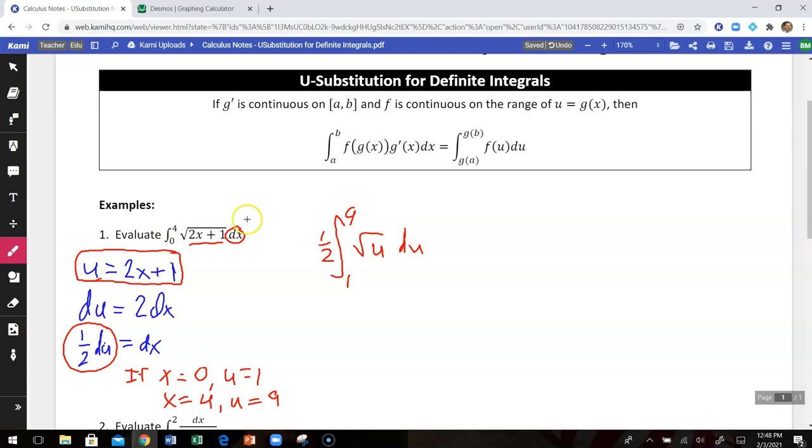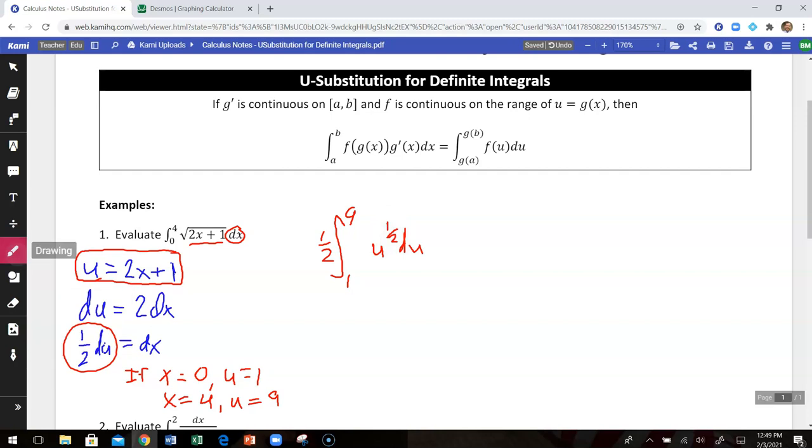And in changing those bounds, I don't have to go back to x at all. So with an indefinite integral, when we did U-substitution, we would take the antiderivative and then we would go back and plug back in what x was. If you change your bounds, you don't have to do that. So I'm going to think of this as u to the 1/2. So I can do my antiderivative, square root. I'm just changing that to u to the 1/2.